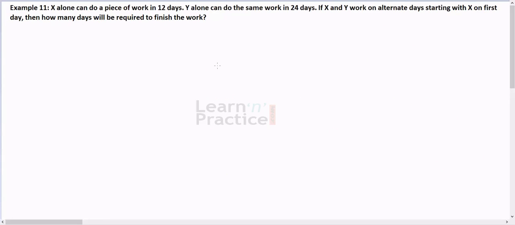X alone can do a piece of work in 12 days. Y alone can do the same work in 24 days. If X and Y work on alternate days, starting with X on the first day, then how many days will be required to finish the entire work? Okay, so this question is related to an alternate work concept. X can do a piece of work in 12 days, and he is working on the first day, and on the second day Y is working.